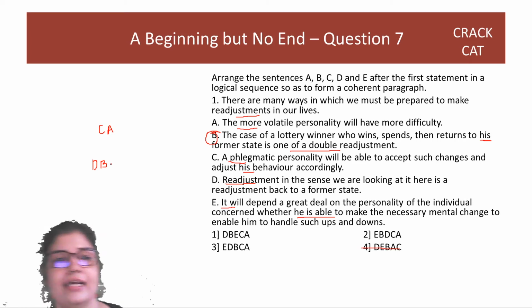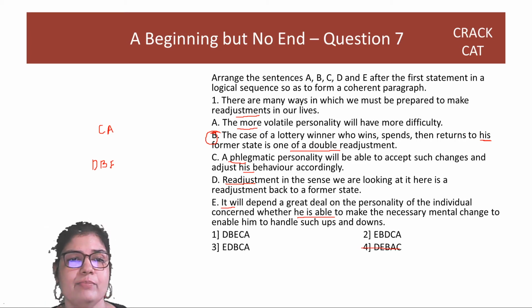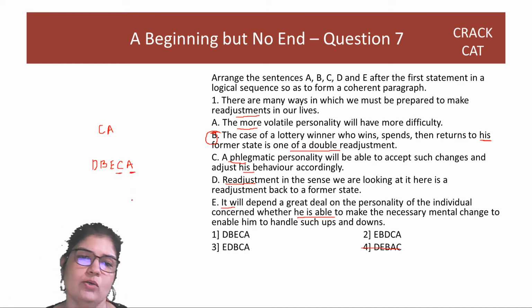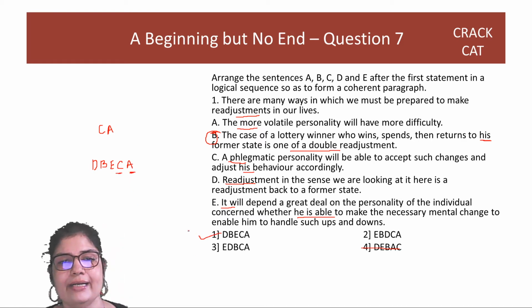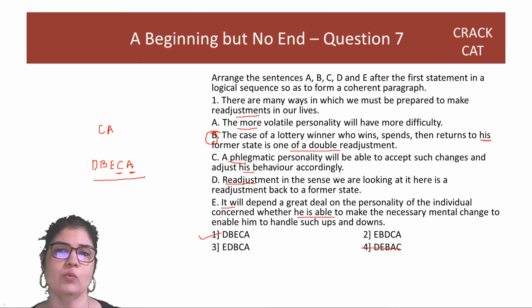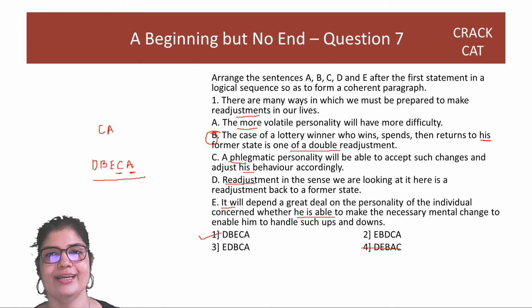Sorry, not DNA, C and A explains that. So it should be D, B, E, right? Where it says it depends on the personality. Phlegmatic personality this will happen, volatile personality this will happen. So, right, this could easily be a type and the answer, there's a very clear order here. Okay. So, answer is option 1. Great. Let's look at the 8th question.